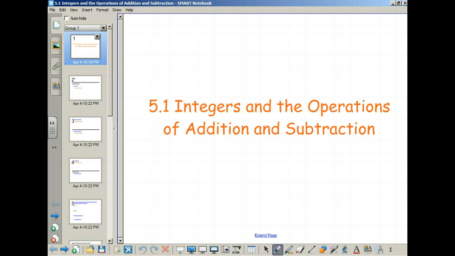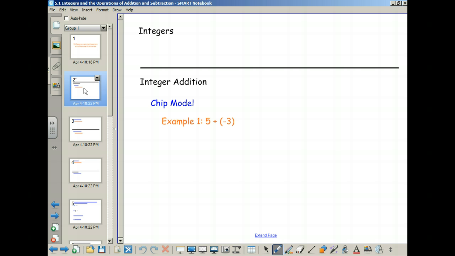Negative numbers. Any negative number? All negative numbers? Okay, so whole numbers are integers too. So they aren't just negatives. Okay, so they look something like this when we write them out.